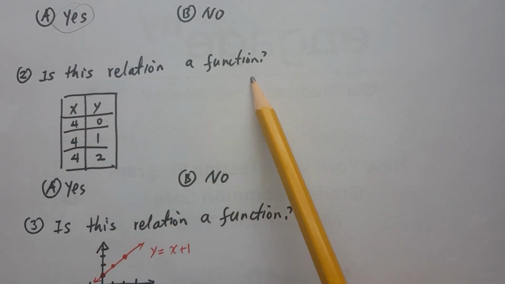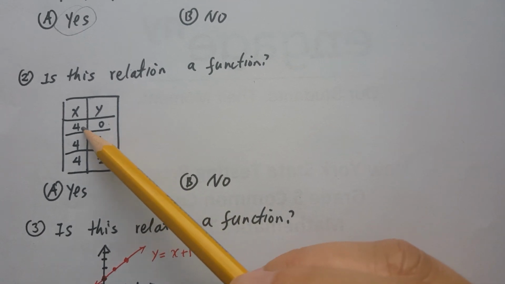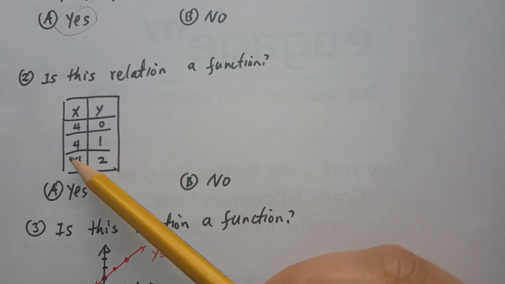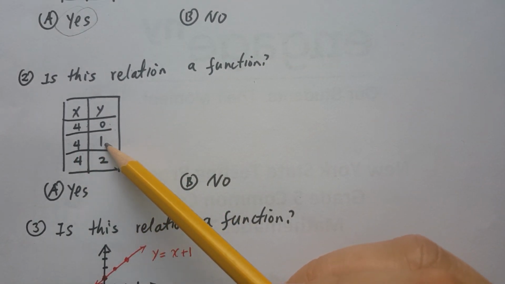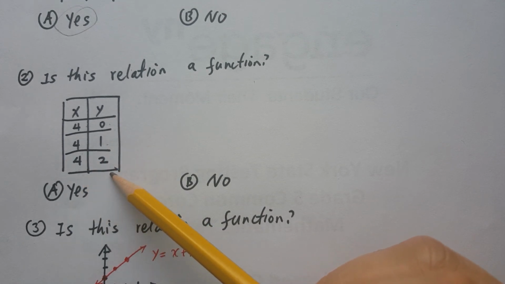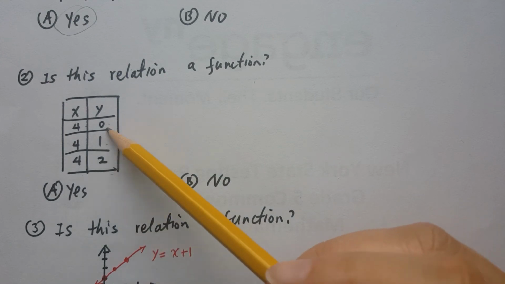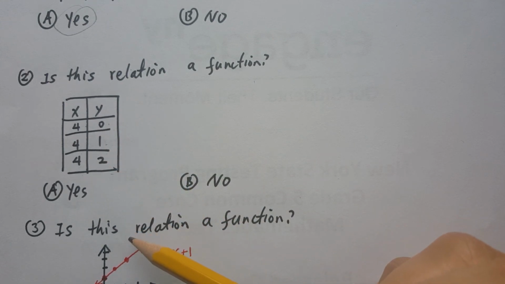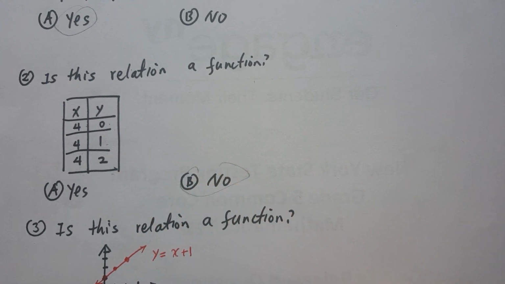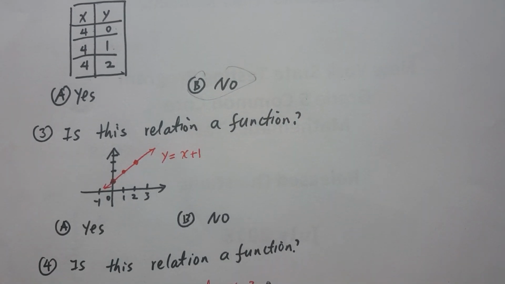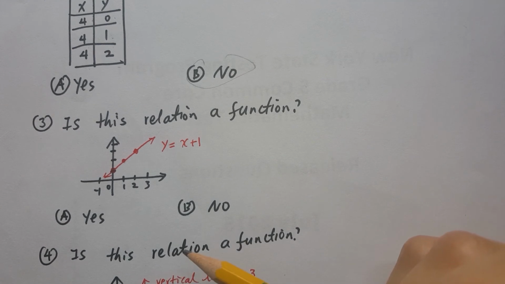Now let's take a look at number 2. Is this relation a function? So we have x equals 4, y equals 0. X equals 4, y equals 1. X equals 4, y equals 2. For the same x value, we get three different y values. So therefore, no, it's not a function. Now let's take a look at number 3.